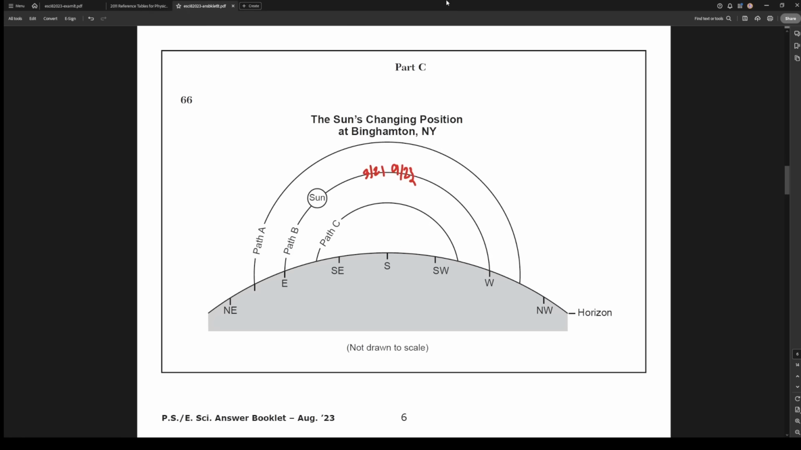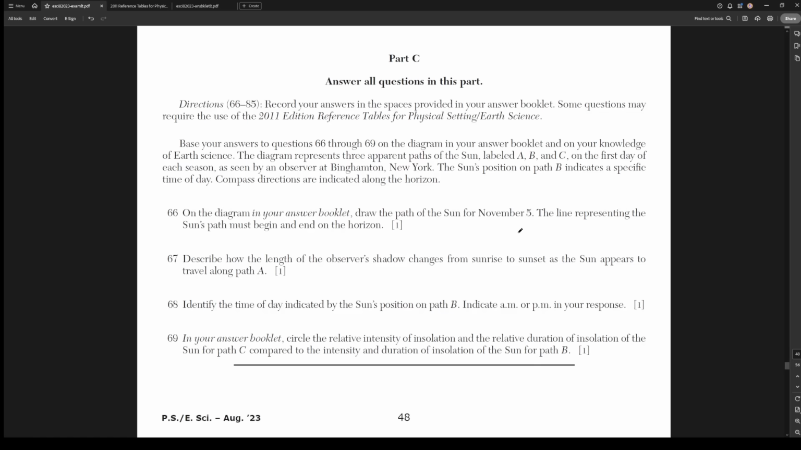Okay, fine. So this is June. This is December. Alright, so November is between September and December, so it's going to be in this zone. So I'm just going to go like this. Great. Done. Do I have to label it or anything? No, good.